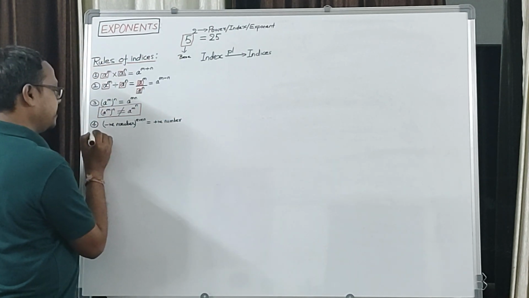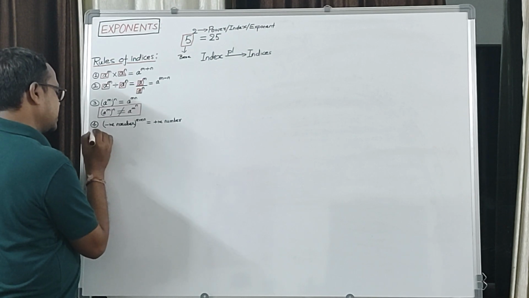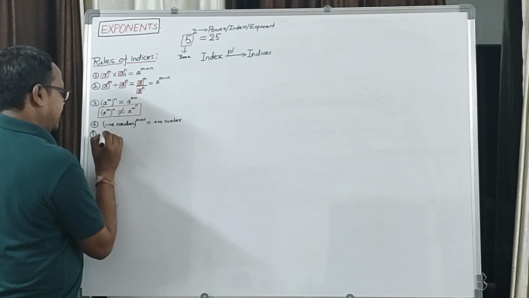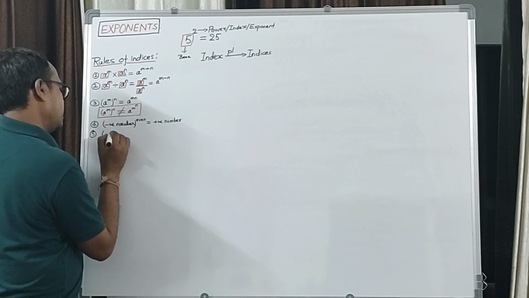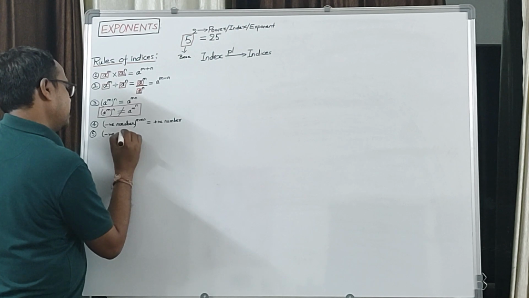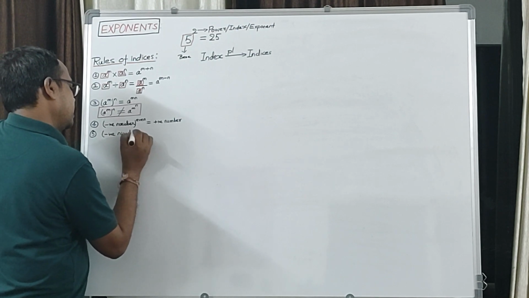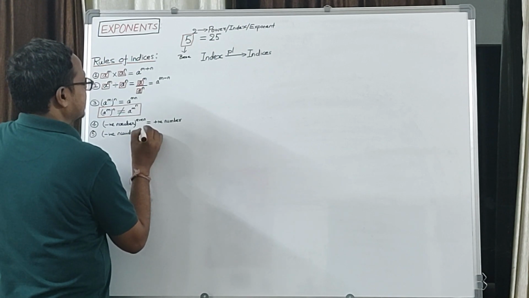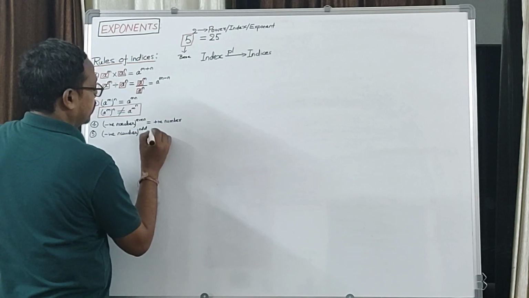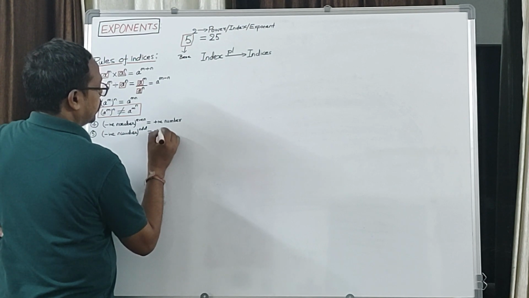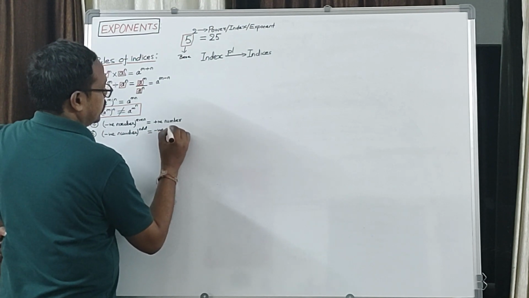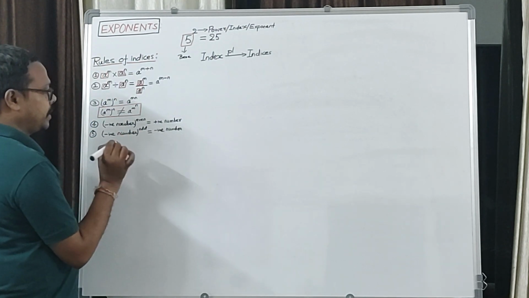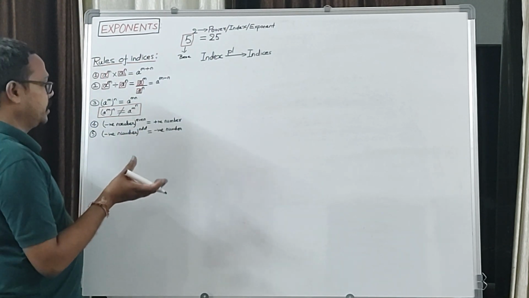So similarly, rule number 5 says that if there is a negative number, and the index is an odd number, you will get a negative number. The value is negative. It's a negative number, right? So I'll try to explain it with the help of an example.